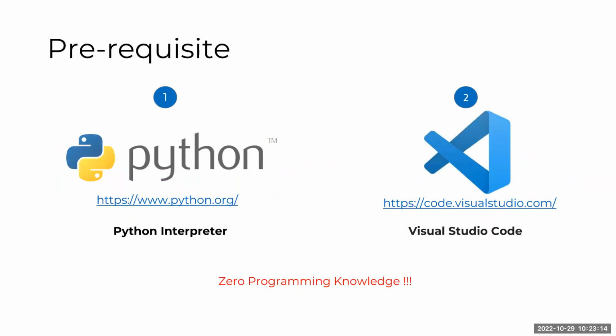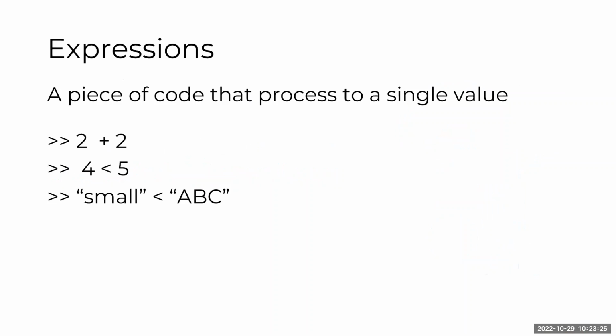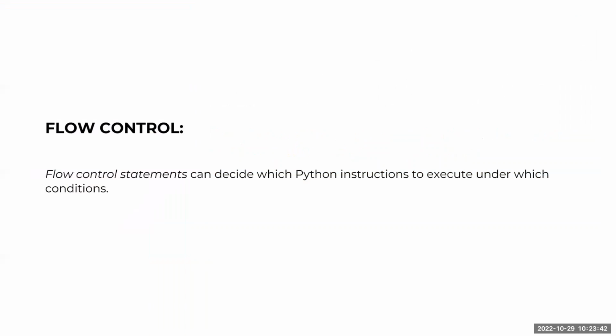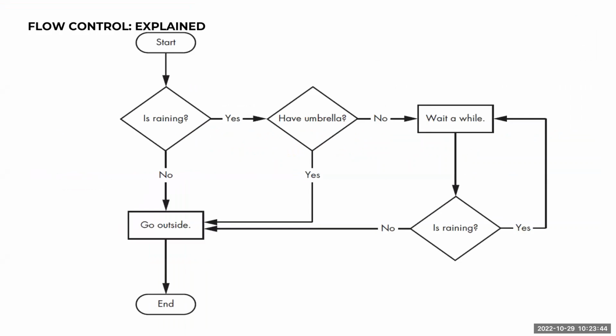We talked about some of the prerequisites. You need a Python interpreter, as well as a code editor where you actually write your code. We also talked about syntax and semantics. Syntax is the rules you have to follow in Python, while semantics is the meaning that comes from your Python expression. We spoke about variables, and we talked about flow control yesterday.